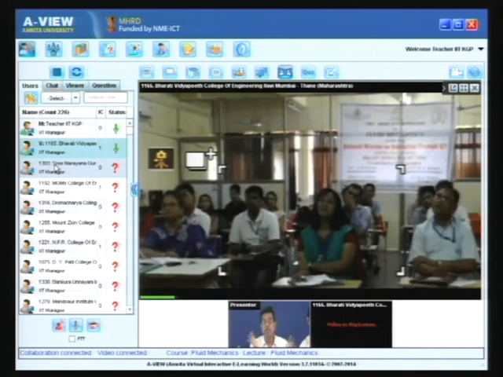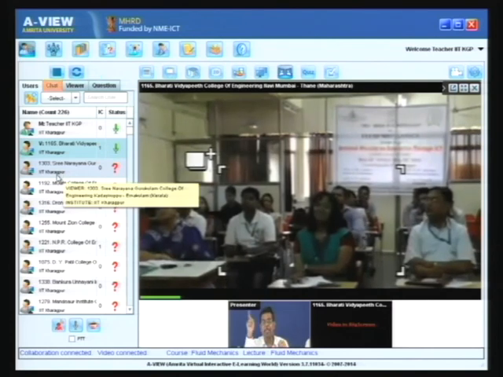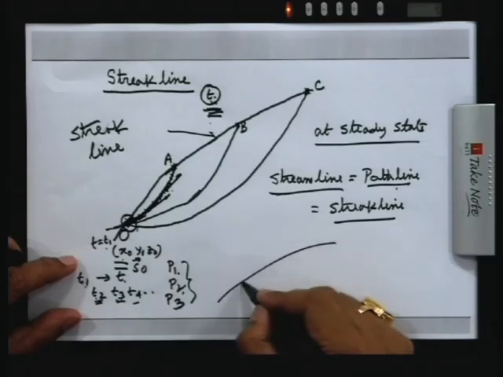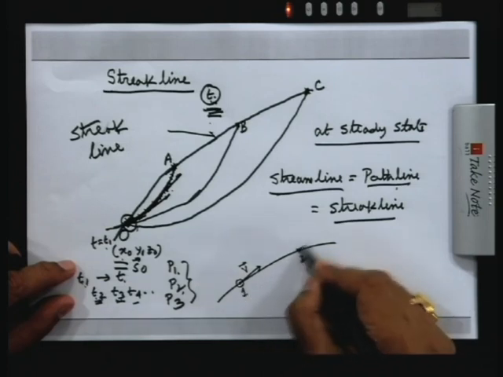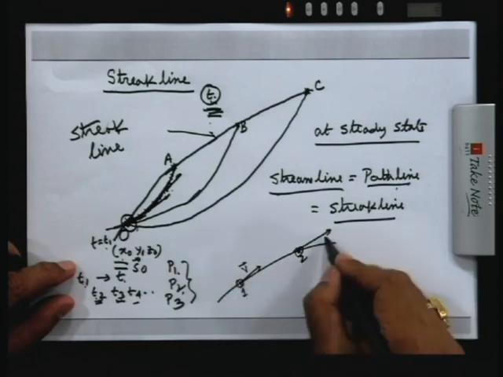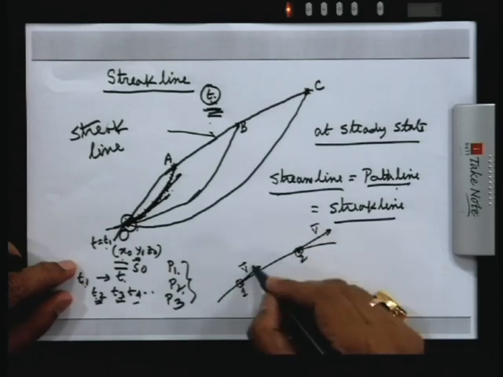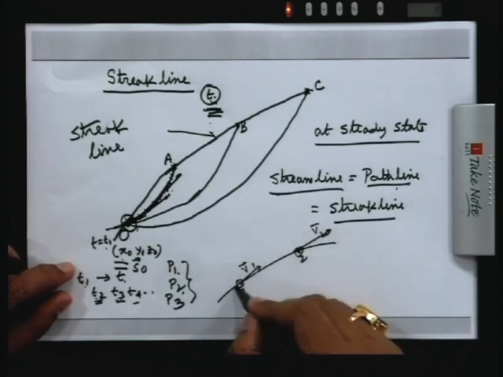If you think that way, I think it will be more clear for you to understand. If you draw a path line, and this is the velocity vector at point 1, and this is the velocity vector at point 2, but V1 and V2 are at different instants of time.